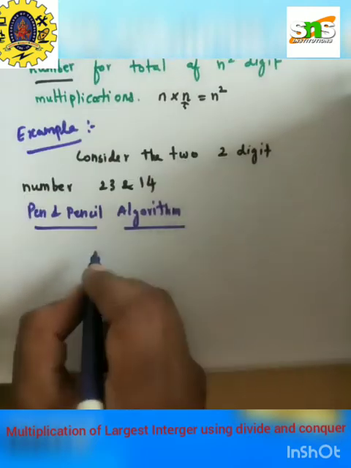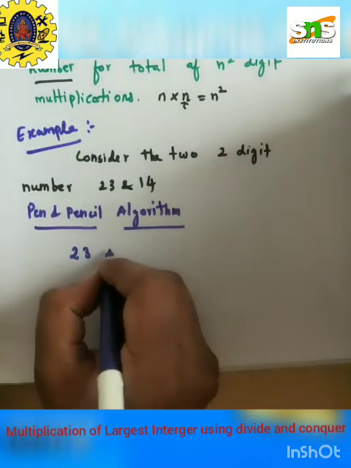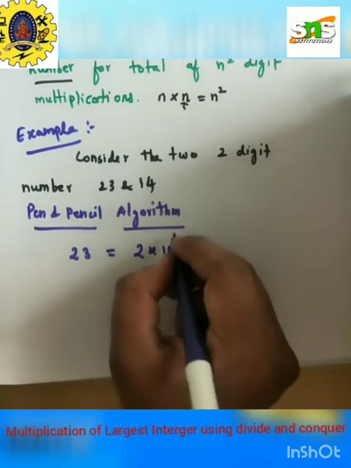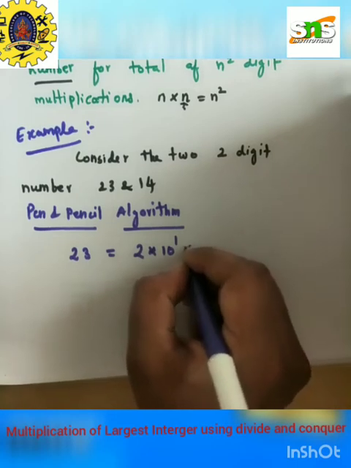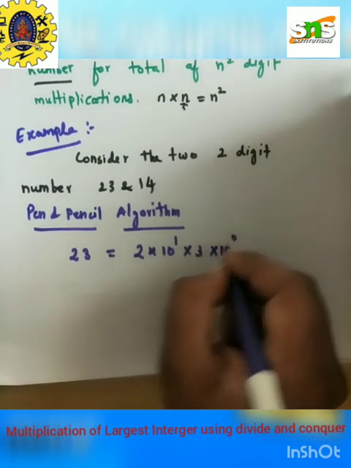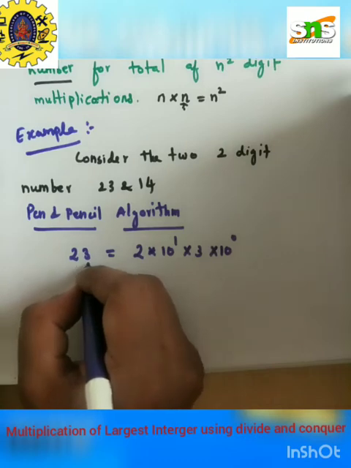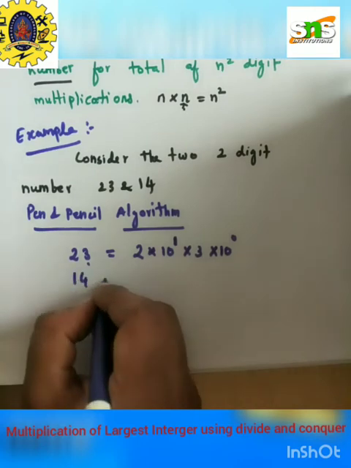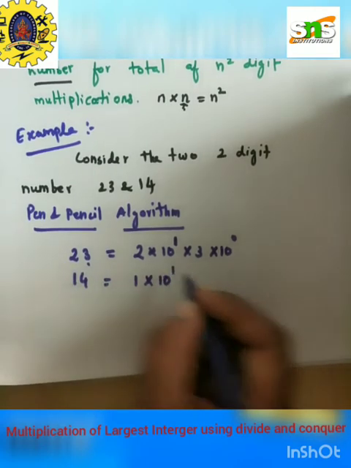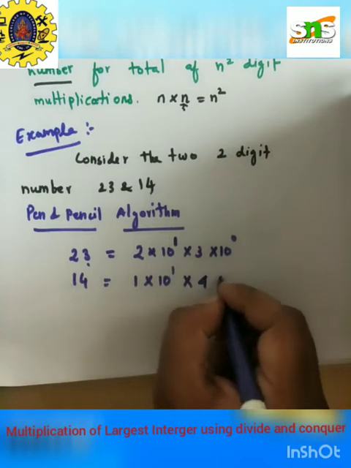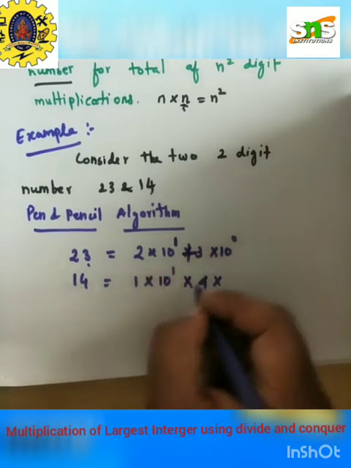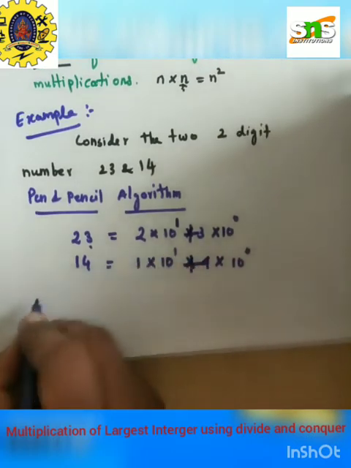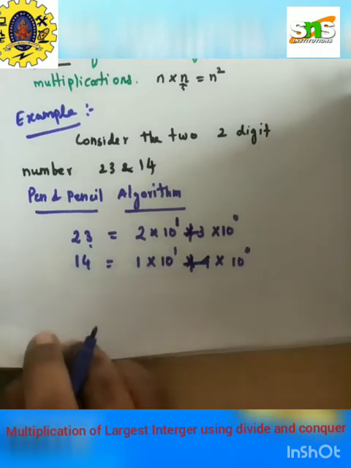Okay, so here we are going to write 23 as 2 star 10 power 1 position, and the position of the next digit is 10 power 0, the 0th location. We count positions by powers of ten, position 0, 1, and so on. 14 will be written as 1 into 10 power 1 plus 4 into 10 power 0. Okay, so we are going to multiply 23 and 14.